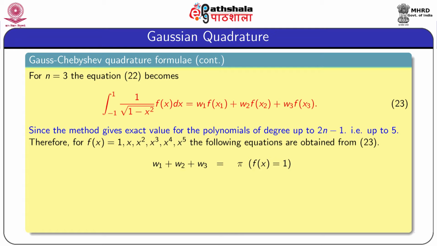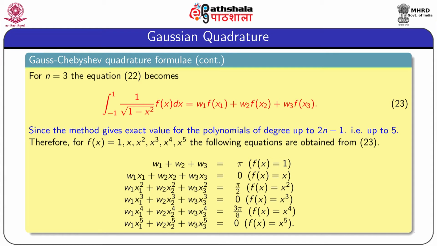So, for f of x equal to 1, we obtain from equation 23 the equation w1 plus w2 plus w3 equal to pi. When f of x equal to x, equation 23 gives w1 x1 plus w2 x2 plus w3 x3 equal to 0. For other values of f, that means for f of x equal to x square, x cube, x4 and x5, we obtain the remaining 4 equations. See that all these equations are highly nonlinear with respect to x. That means if the values of x are known, then all these equations become a system of linear equations containing only w1, w2 and w3.